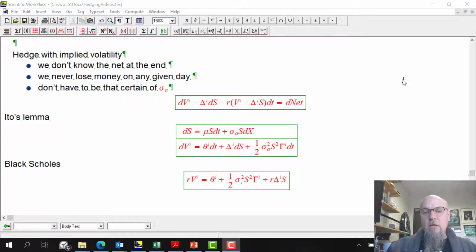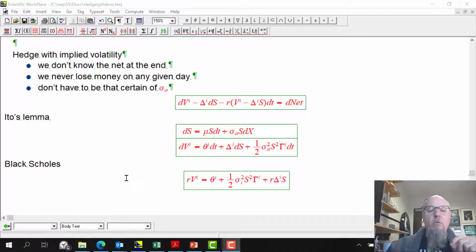If we buy an option and hedge with implied volatility, we use the implied volatility to calculate the delta, the number that tells us how many shares to short per option. Well, what happens? We don't know what the net is going to be at the end. That's what we're going to attempt to show, which seems bad.